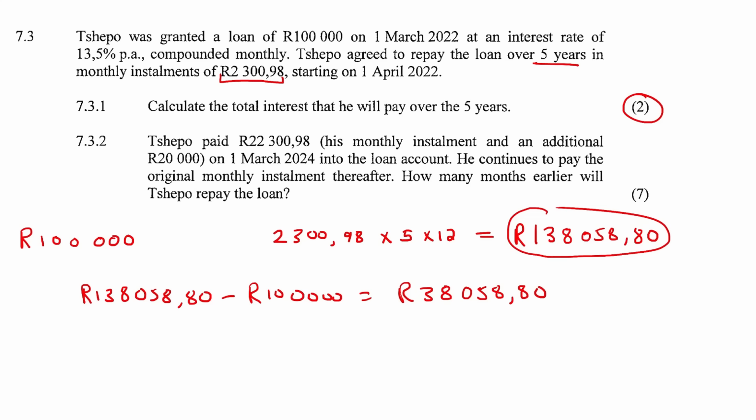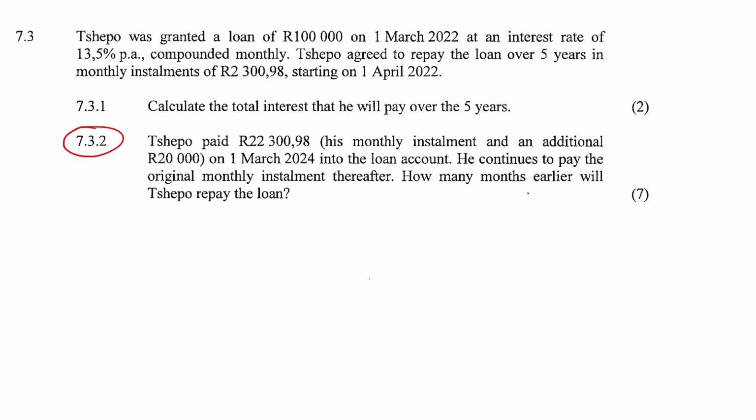Okay, Kev, talking too much. Moving on to this question now. It says that Tepo paid 2,300.98, which was his monthly installment, and he paid an additional 20,000. Okay, I'll explain that to you guys now.